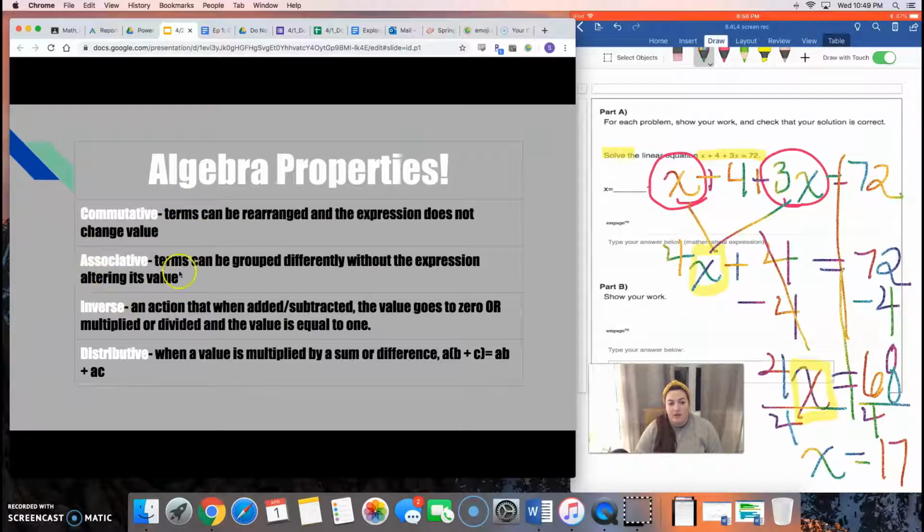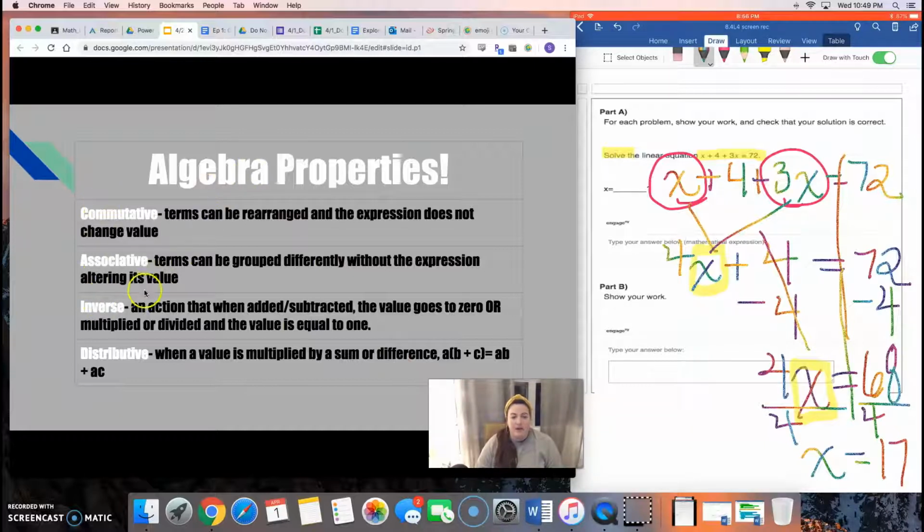Associative property. So associative property, this is where terms can be grouped differently without the expression altering its value. So if you look over here, we grouped our x plus 3x and gave us 4x. So we regrouped them without changing the value. We kept everything the same.